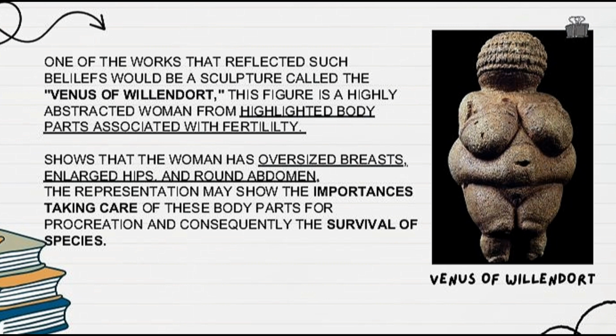This artwork emphasizes fertility by highlighting certain body parts like the large breast, wide hips, and round abdomen. These exaggerated features suggest that the sculpture symbolized fertility, motherhood, and the ability to give birth. It may also show how early humans valued these traits for the survival of their species, as they were linked to reproduction and nurturing life.